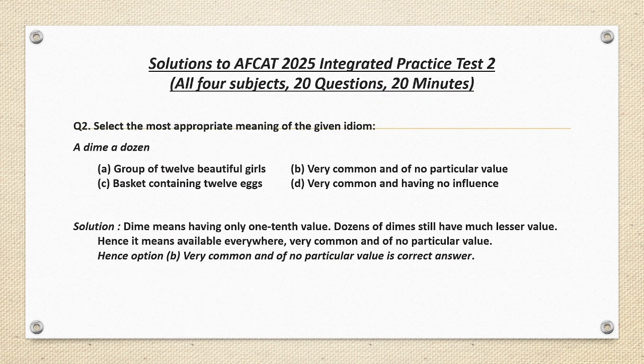Next, idiom is given, and what is the meaning? Dime a dozen. A dime means anything having 1/10 of value. And then several such dimes will still have much lesser value. So dime means it is available everywhere, very common, and of not much particular value. So the option "very common and of no particular value" is the correct answer.